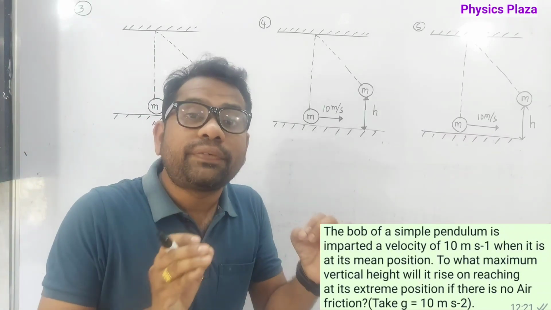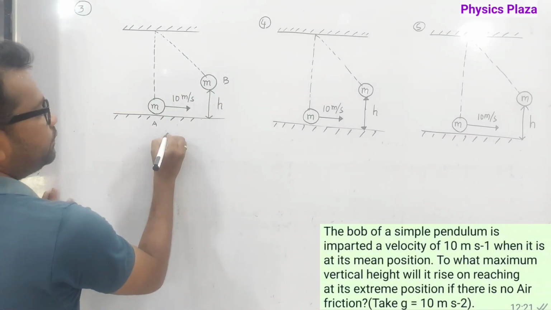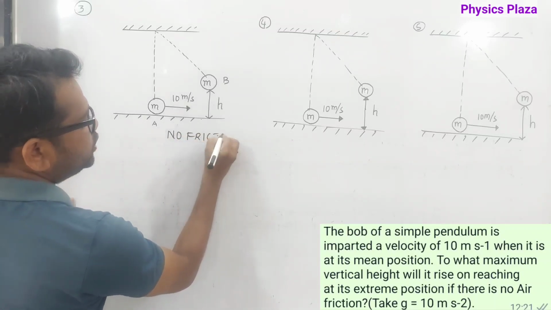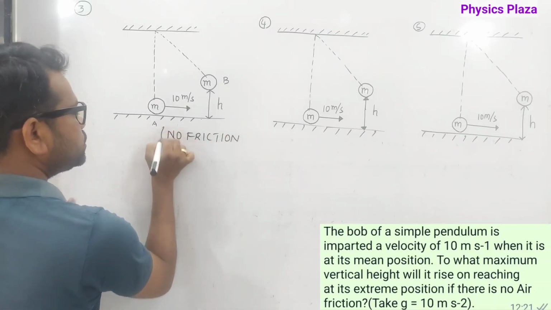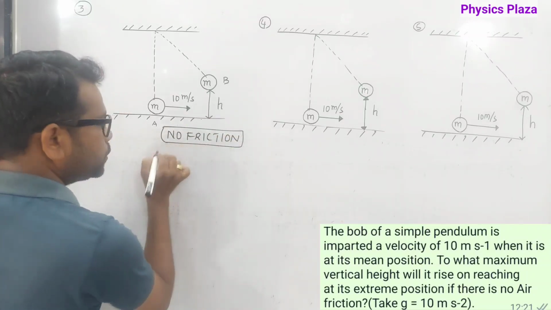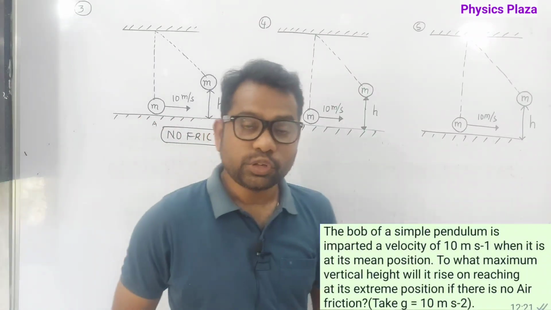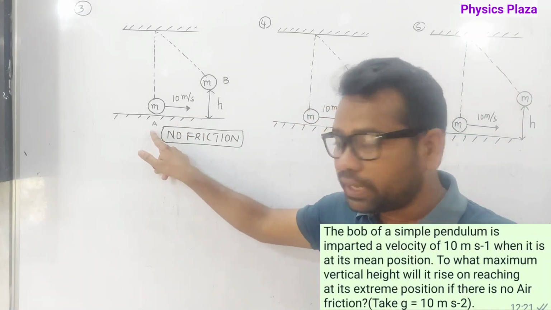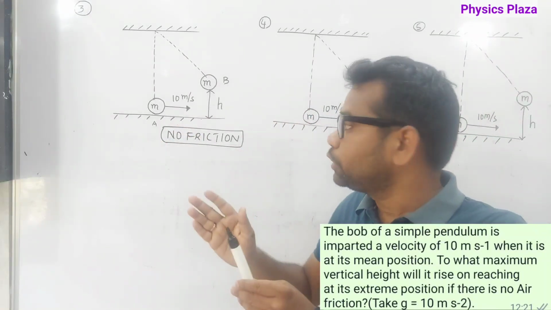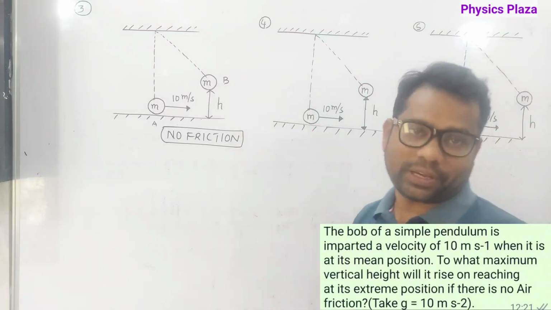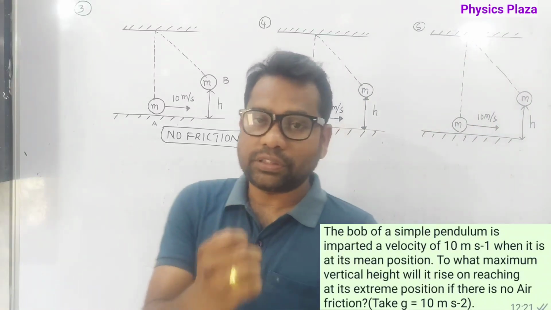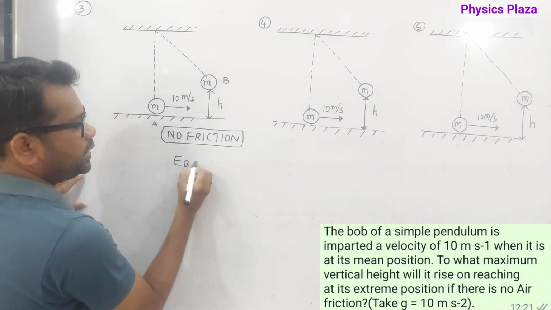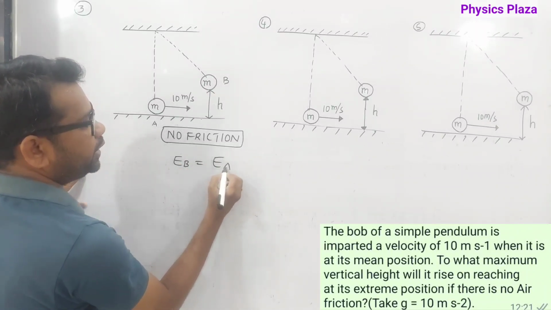There is no air friction. Children, this is a case of no air friction, which means what? Whenever there is no air friction, there is no loss of energy, which means whatever energy the body has at point A will be completely converted into point B also. So as per the law of conservation of energy, children, energy at point B must be equal to the energy at point A.